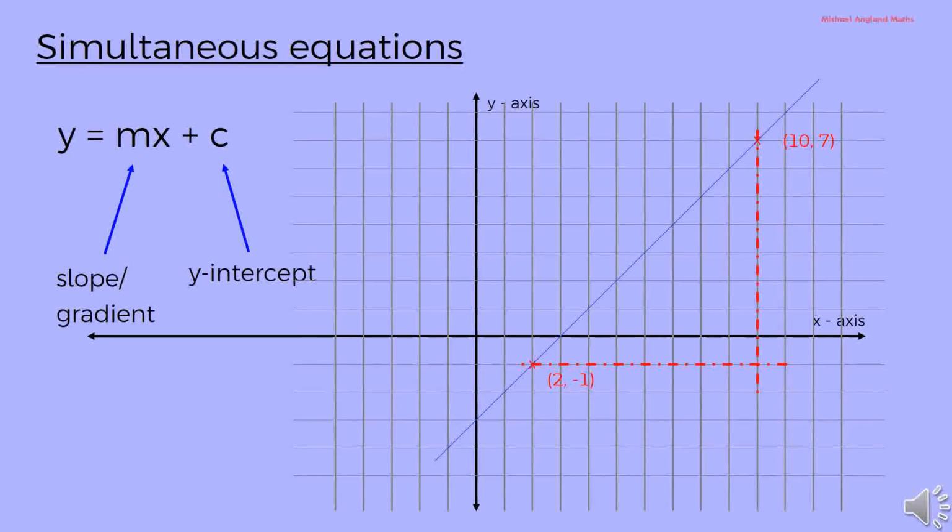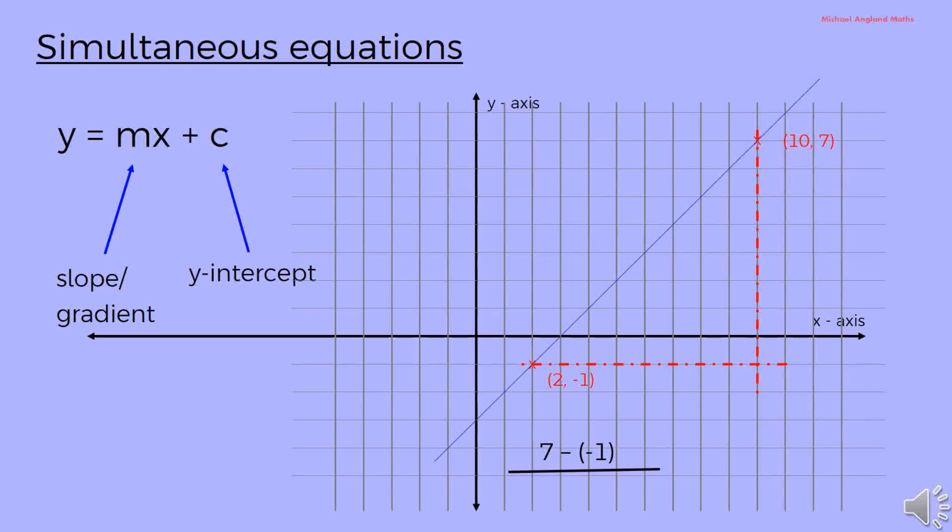Well, let's look at the elements of each point. So we've got 2, minus 1 and 10, 7. To calculate the vertical distance, we look at the vertical component of each point, that being the y component. In the second point, 10, 7, the y component is 7. And in the first point, 2, minus 1, the y component is minus 1. So to calculate the rise, we subtract y1 from y2, so we have 7 minus minus 1.